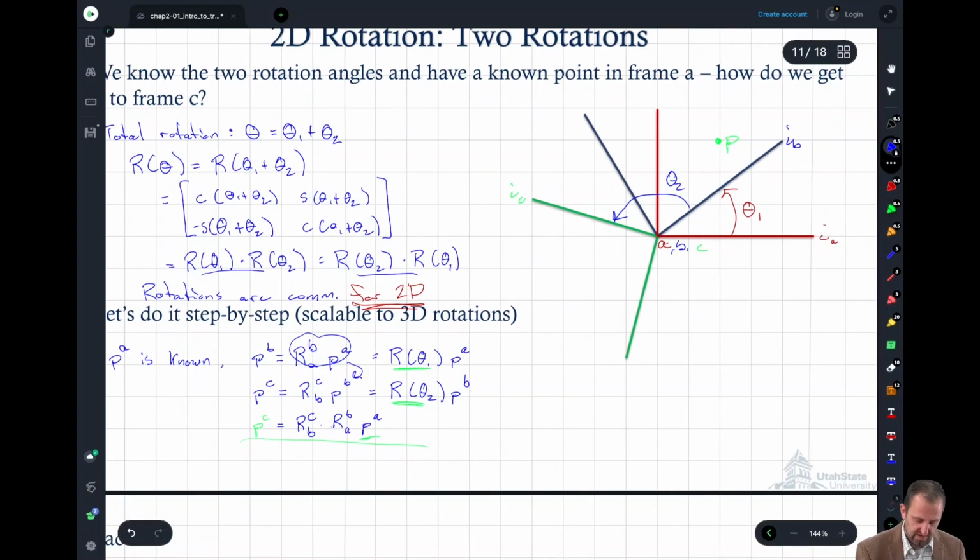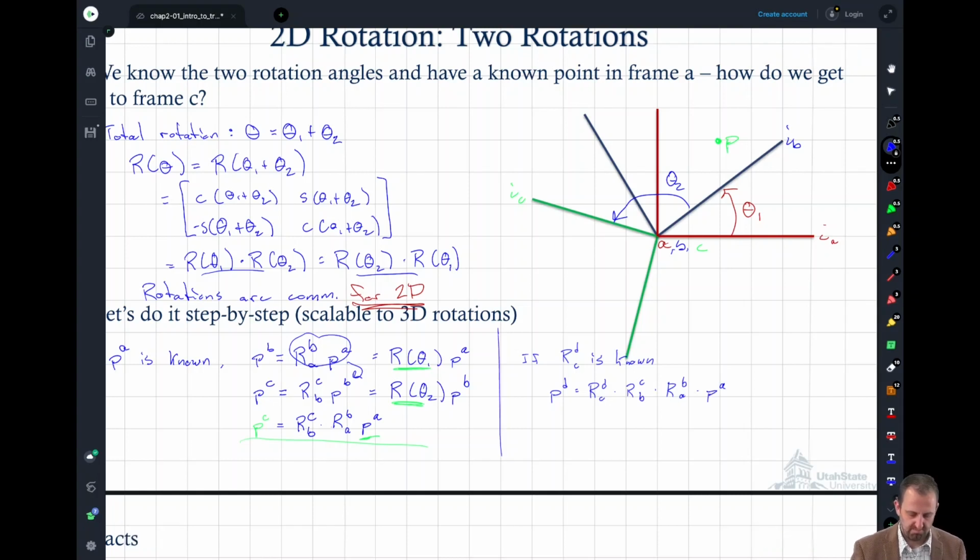And we could do it again. If we know that our C to D is known, then again, we could just continue to chain it together. We'd say that P in frame D is equal to CD, we'll go from B to C, we'll go from A to B, and we are now multiplying on the end by P_A. So we can just chain these rotation matrices together, which is really nice.